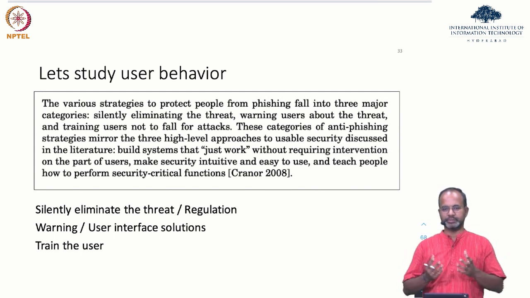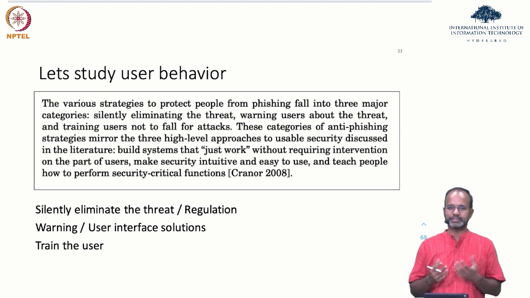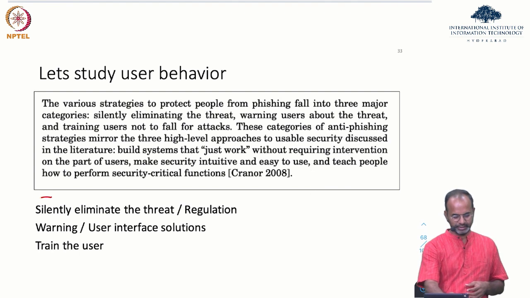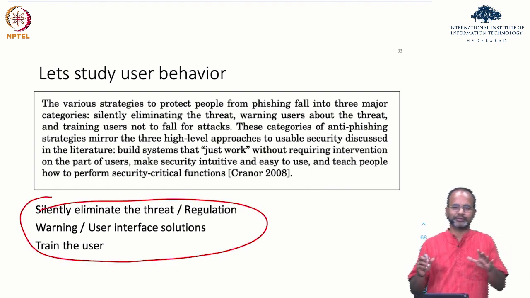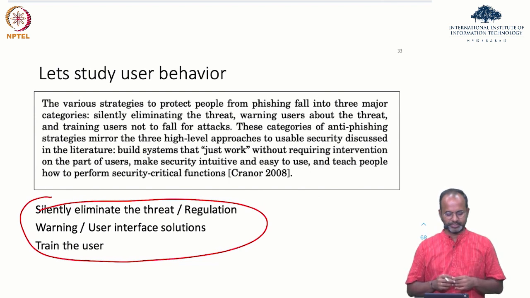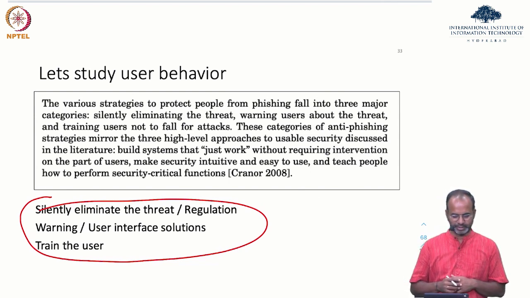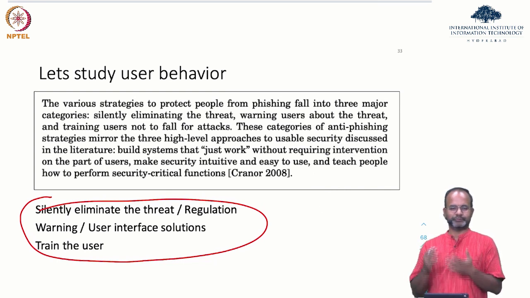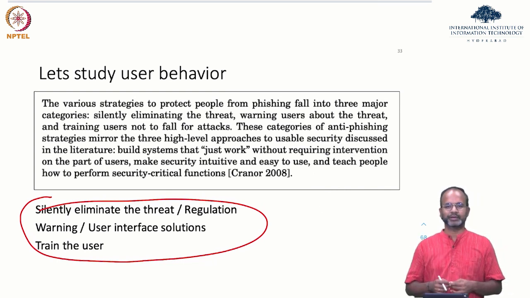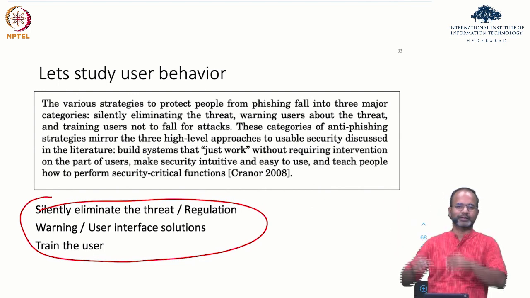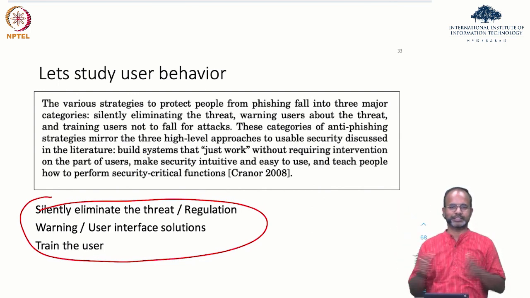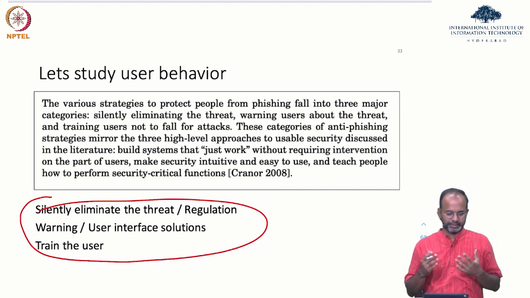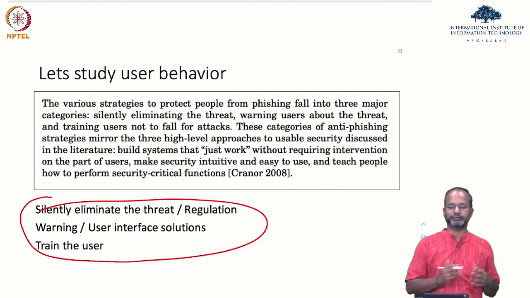All of this falls under user behavior, studying user behavior. So one way to think about solutions that you can build for users is this category. I'm sure there are other categories also, but this is one category that was proposed in 2007, 2008, which looks at first silently eliminating the threat. If you want to build a solution for, for example, email spam, just build a system on the server, and any email that comes, the server detects whether it's spam or not, and then sends it out. So that's silently eliminating the threat from the user's point of view.